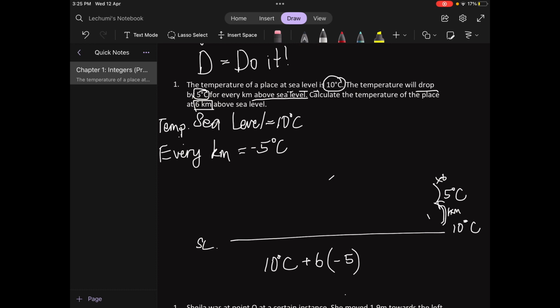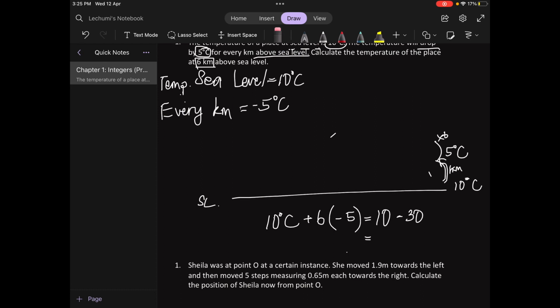So we have 10 plus 6 times negative 5. So using BODMAS, we have to solve the multiplication first. So it becomes 10 minus 30. So the answer is negative 20 degrees Celsius. That's it.